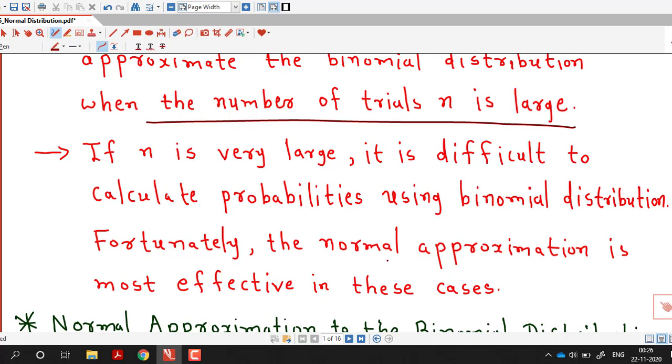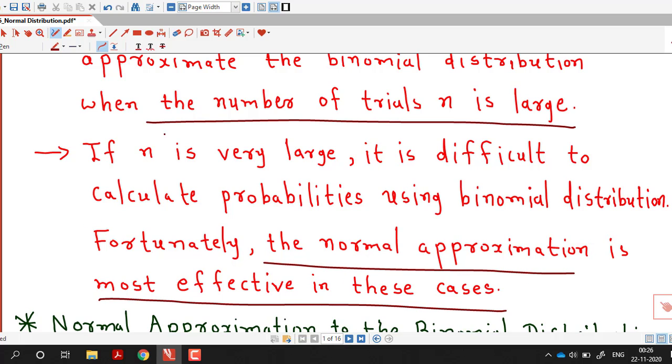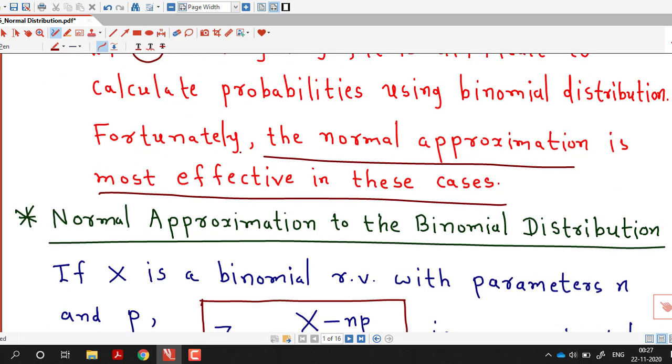Fortunately, the normal approximation is most effective in this type of cases. So whenever we have a large number of trials in the binomial probability distribution, we can use normal probability distribution to calculate binomial probabilities.